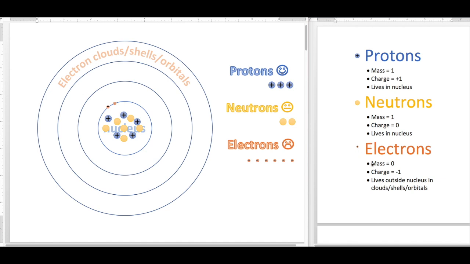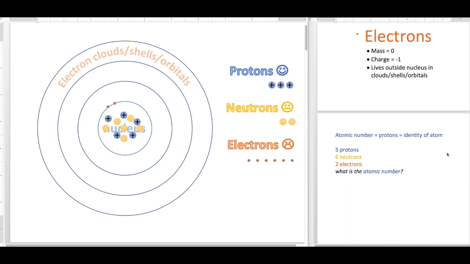Electrons are teeny tiny. They have a mass of essentially 0. We consider it to be 0 when we're talking about the mass. They have a charge of -1, so it's the opposite charge of protons. And they live outside of the nucleus in these areas that are sometimes known as electron clouds, shells, or orbitals. So be familiar with all three of those terminologies.